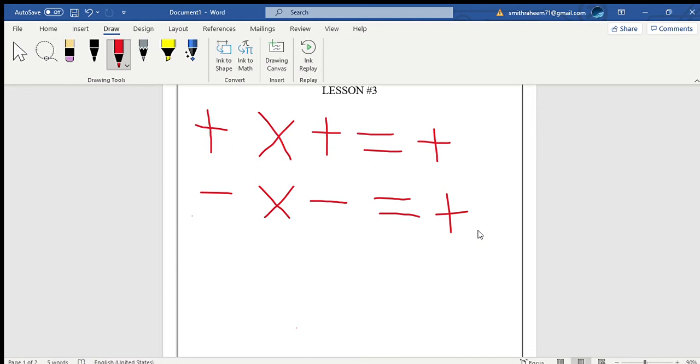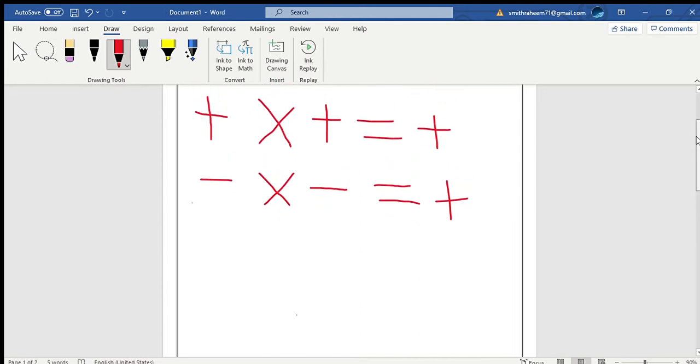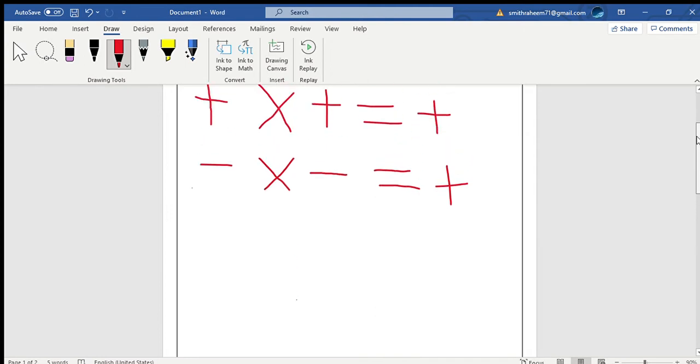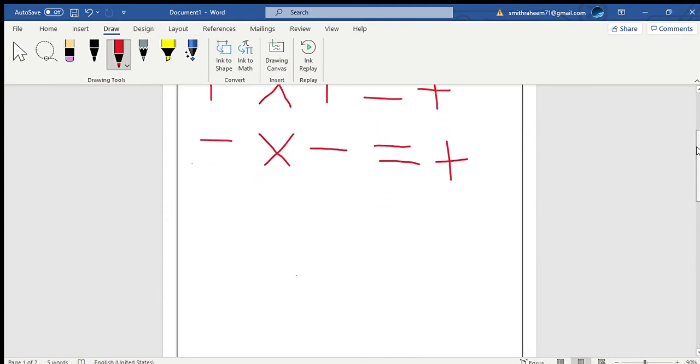So if you're watching lesson 3 and you didn't watch lesson 1, you might be wondering what positive and negative numbers are. My guess is you could watch lesson 1, lesson 2, and then lesson 3, so you'll have a better understanding. But I'm going to do some examples so you can catch on with the negative and the positive numbers.